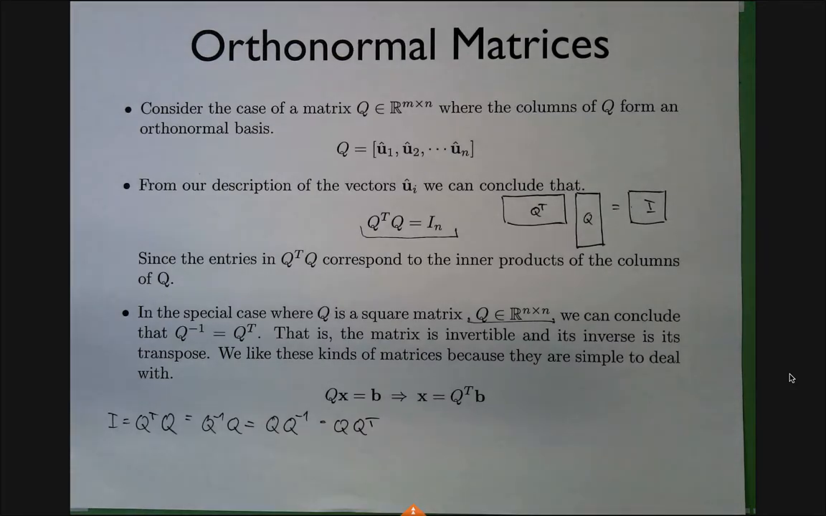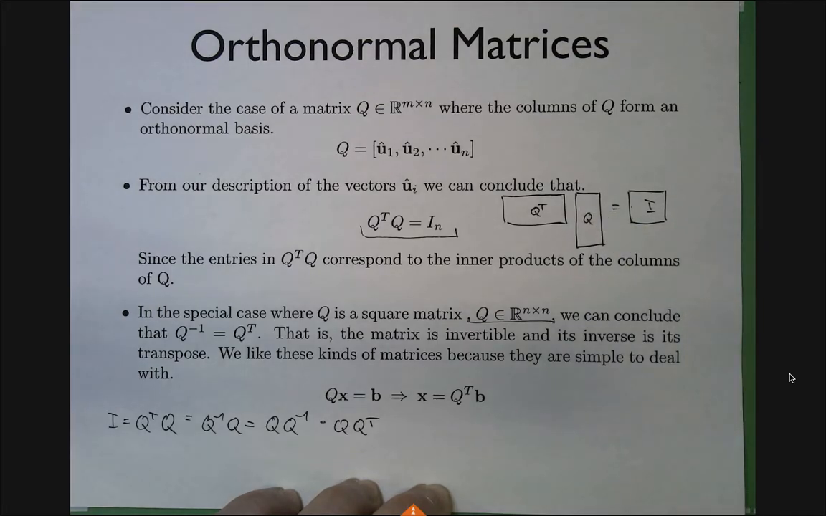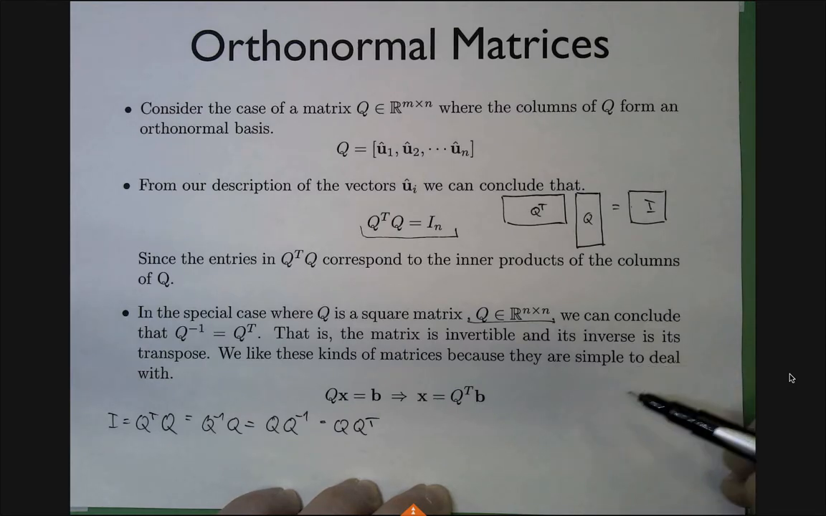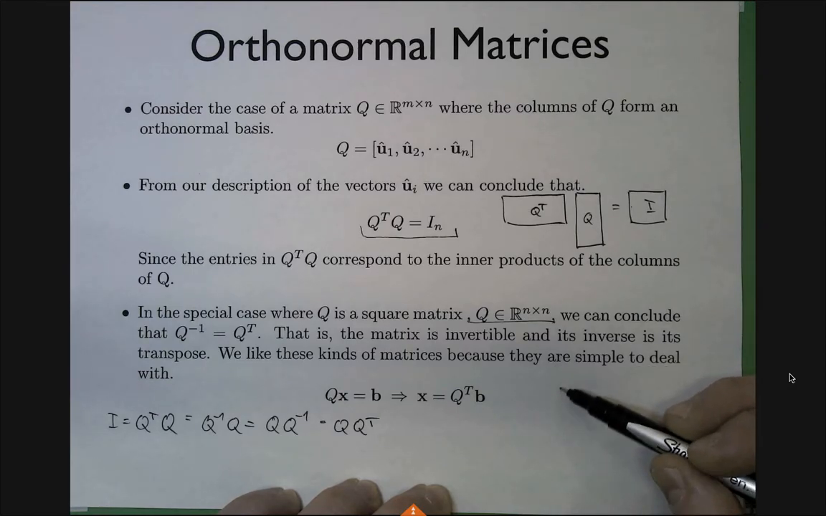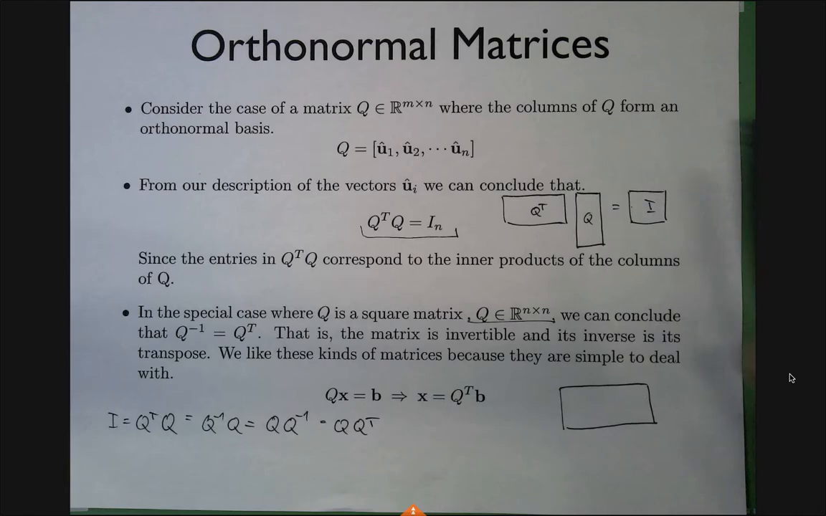Oh, by the way, as I was debating about these dimensions, if I got it wrong, it actually would not work. So let's see. If my Q was like this, can it be an orthonormal matrix? Can all the columns be orthonormal vectors?